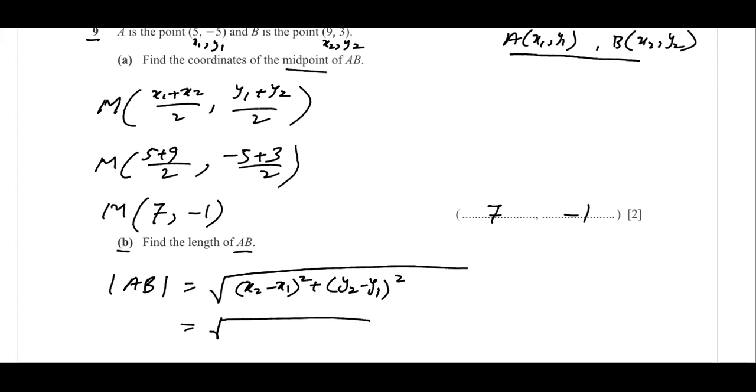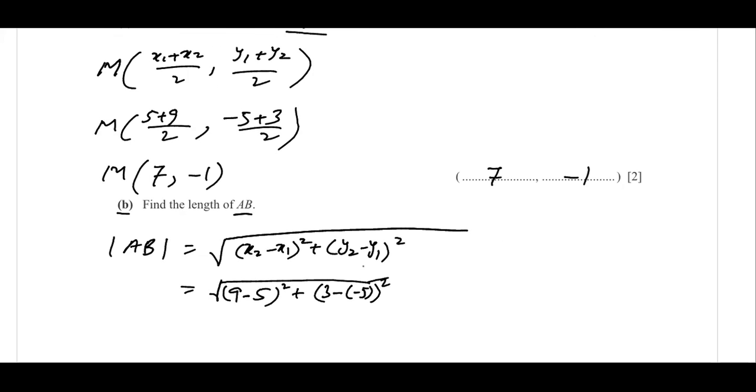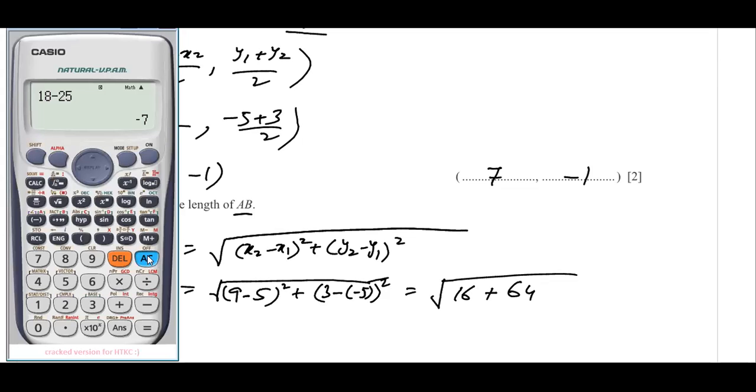Now what is x2? x2 here is 9, minus x1 which is 5, so 9 minus 5 squared, plus y2. What is y2? y2 is 3, minus y1 which is minus 5, squared. So 9 minus 5 is 4, 4 squared is 16, plus 3 minus minus 5 becomes plus, so it is 8, 8 squared is 64. So 16 plus 64, square root, calculate that, is 4 square root of 5.